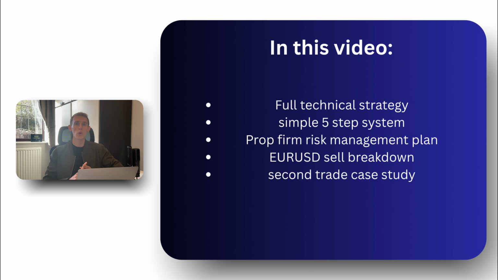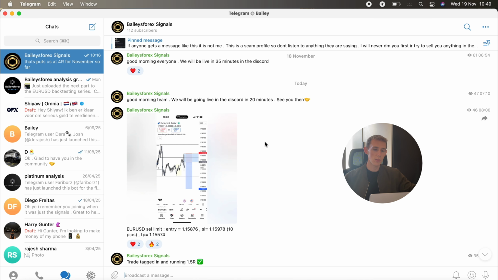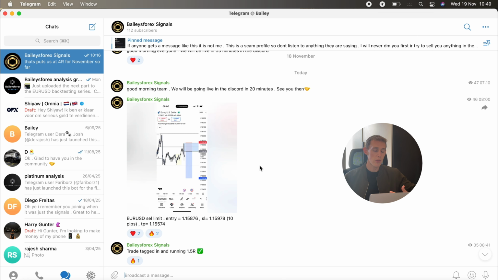Now, before we get into the actual trade breakdown, I just wanted to mention that all of these trades that I've taken on my funded accounts are called as pending limit orders inside the community, as well as in our daily live morning calls as well. There's none of this TP1, TP2, TP3 nonsense. I tell members exactly when I enter, exactly when I exit, and as I said, they're pending limit orders, so members always get the same entries as me.